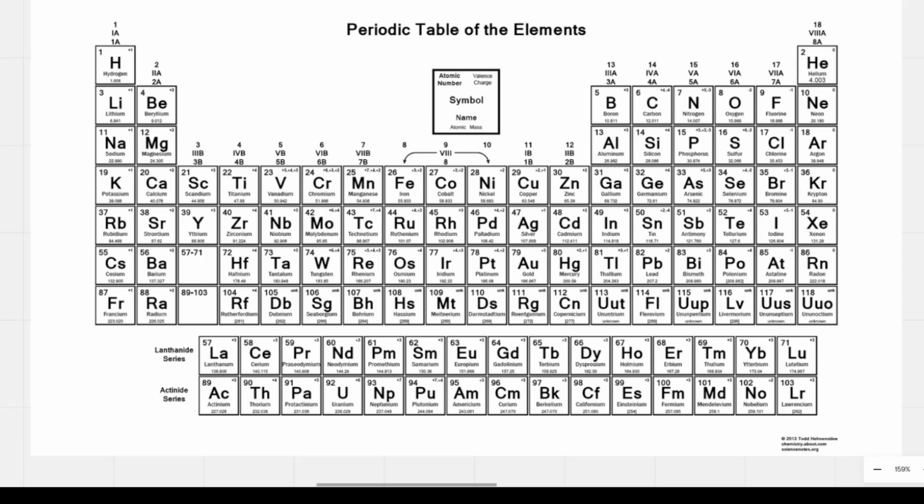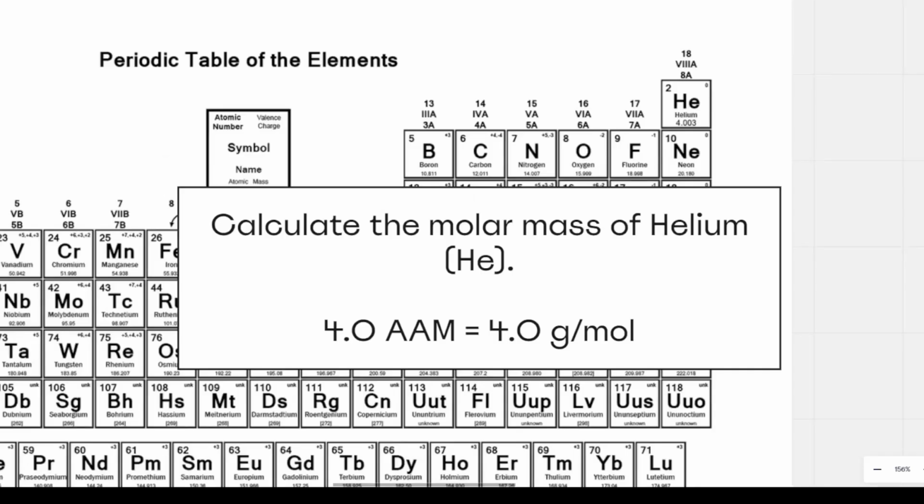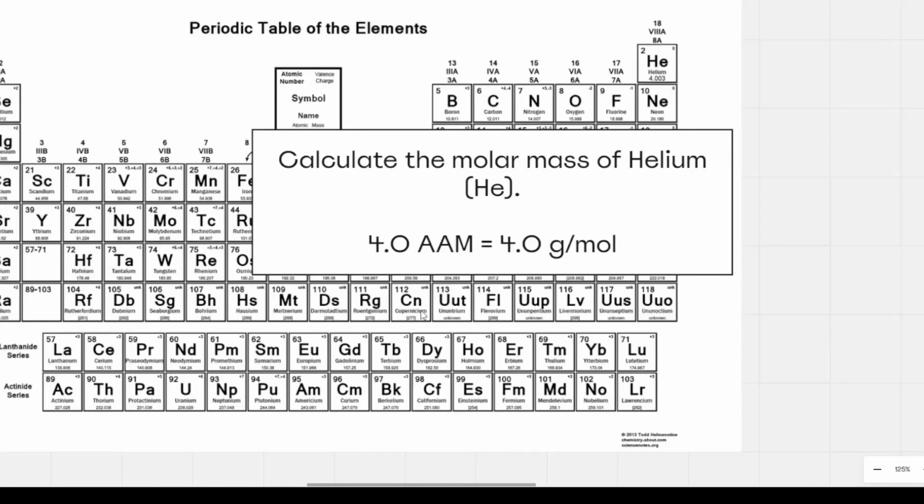So just as a visual example, if I wanted to calculate the molar mass of 1 mole of helium, I would just look at the periodic table. The average atomic mass for it is 4.003, and that is actually equivalent to the molar mass. So 4.003, put that into grams per mole. I would just change the units from AAM. So for every 1 mole of helium, I would have 4 grams of helium.